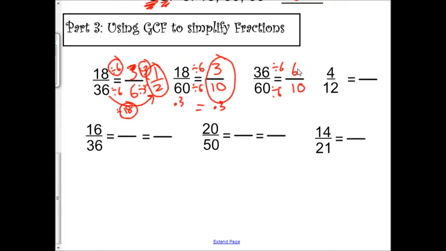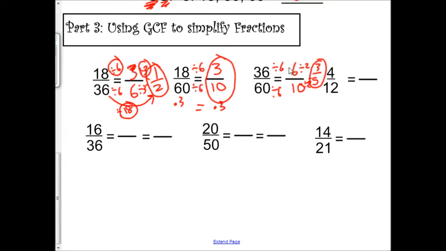Now you can see that this is not simplest form yet, because 6 and 10 also have a common factor. I can divide them both by 2. So let's go ahead and do that. We'll divide by 2, and I'm going to get 3 over 5. Now 3 and 5, the numerator and denominator, have no more common factors. So now I know I'm done.